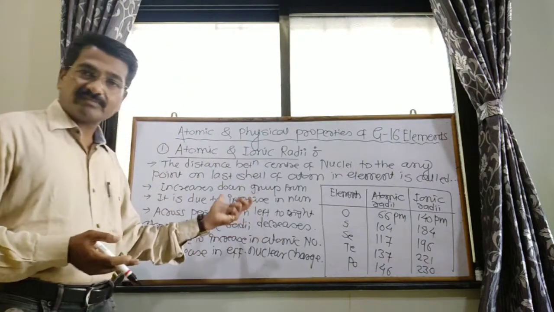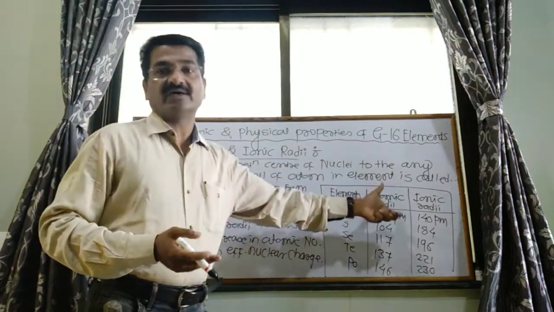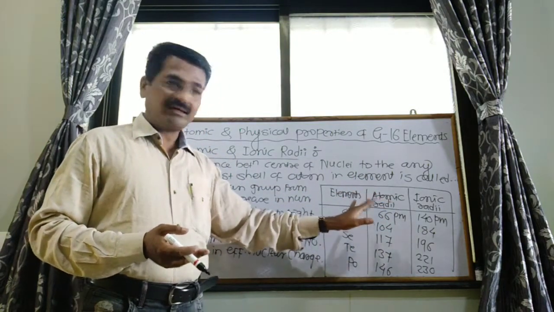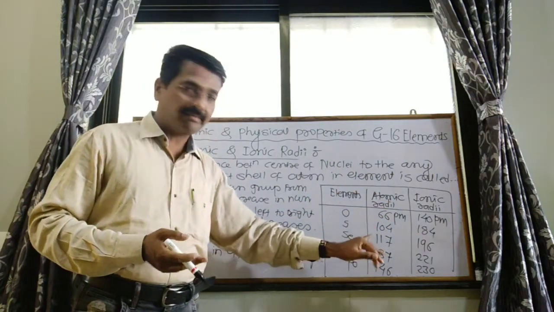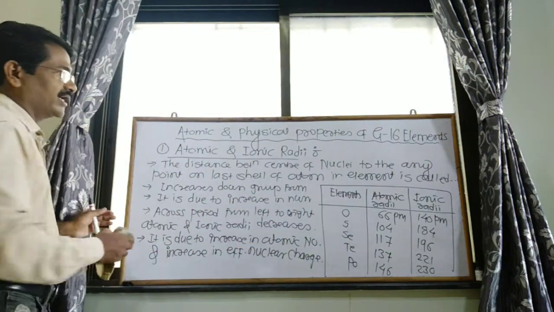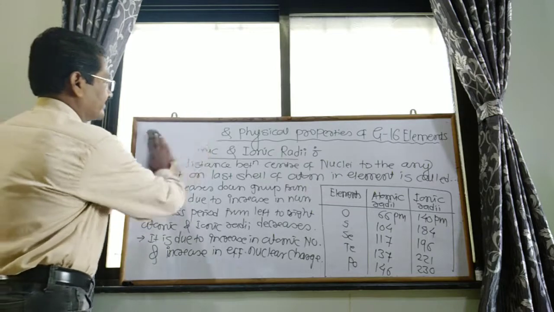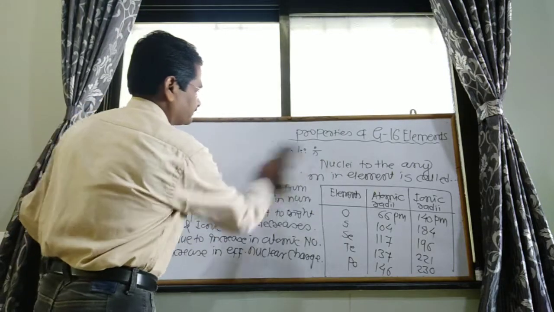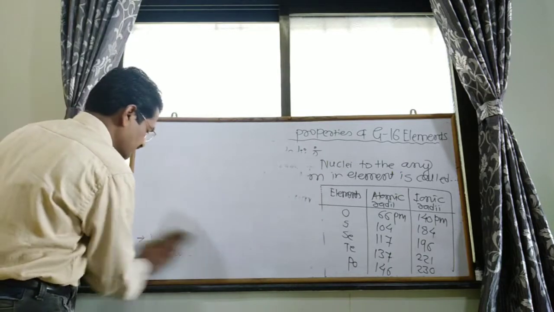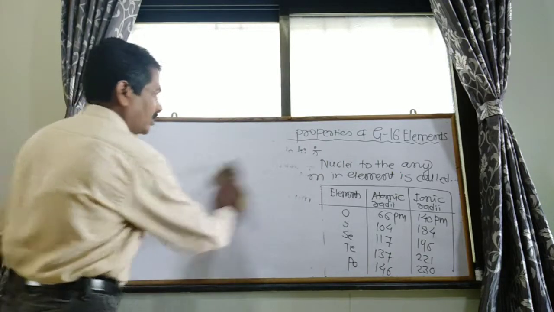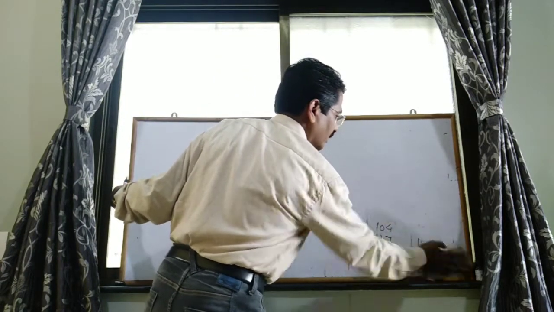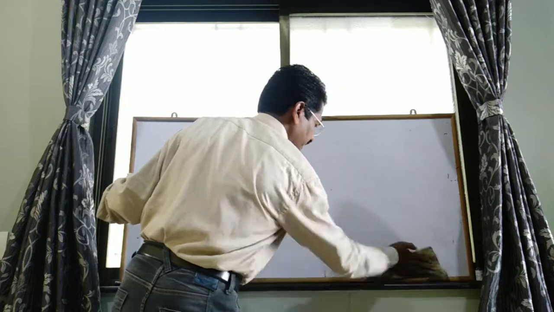After these points, draw the table and give these figures from top to bottom for each element, that is oxygen, sulfur, selenium, tellurium and polonium. So this is the first question, atomic and ionic radii. Then see the next question for 2 marks: do G16 elements belong to periodic properties or physical properties.